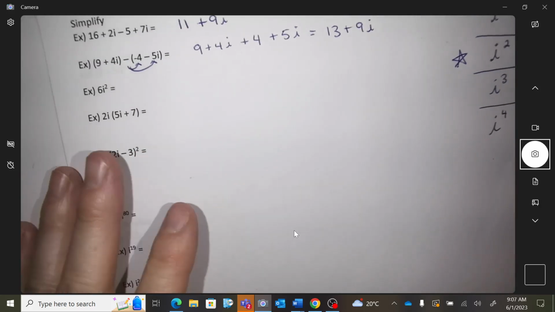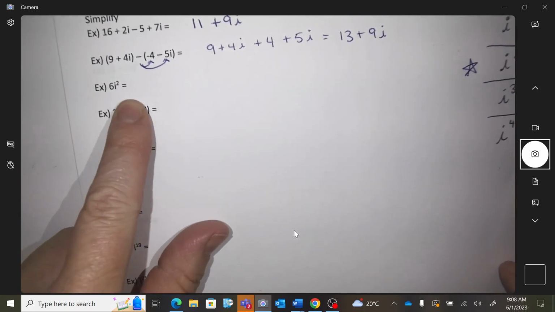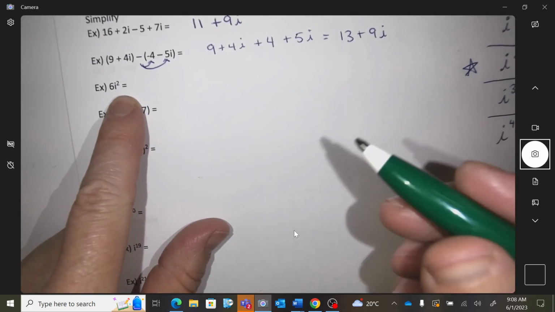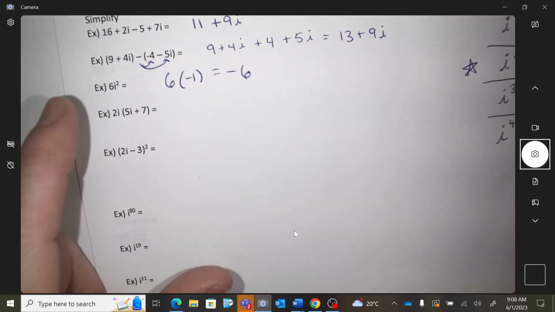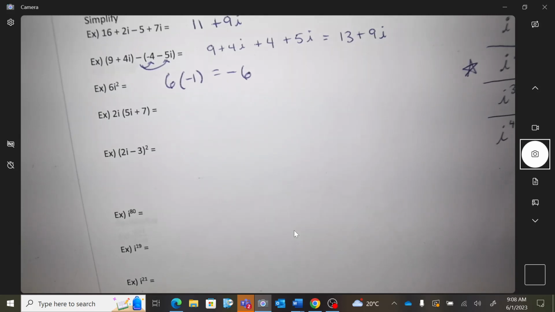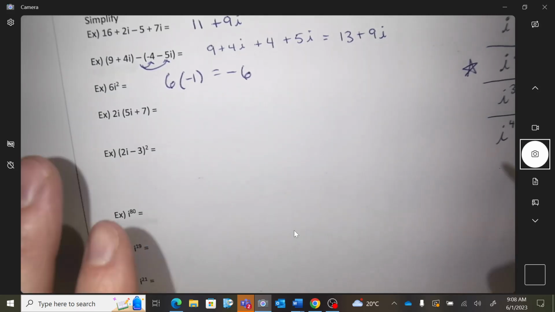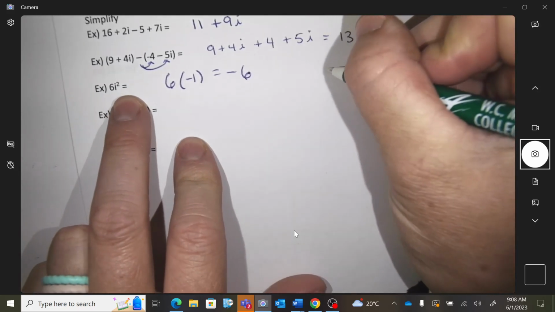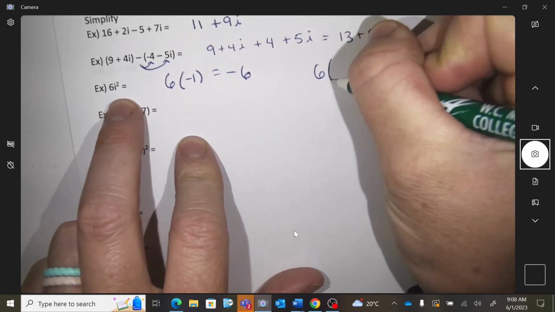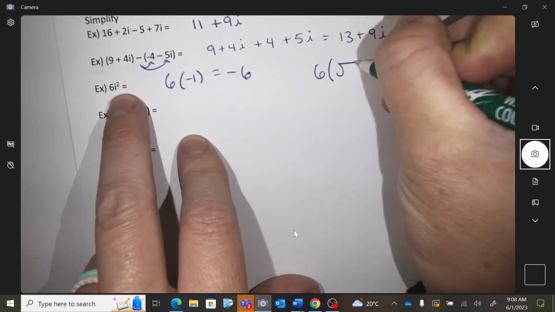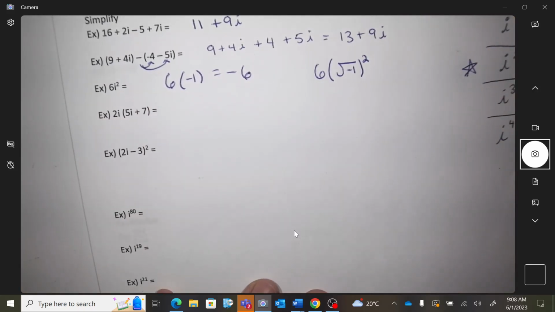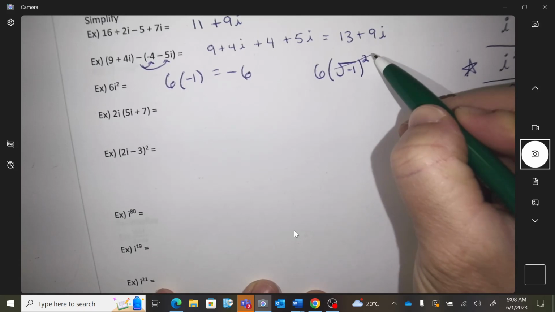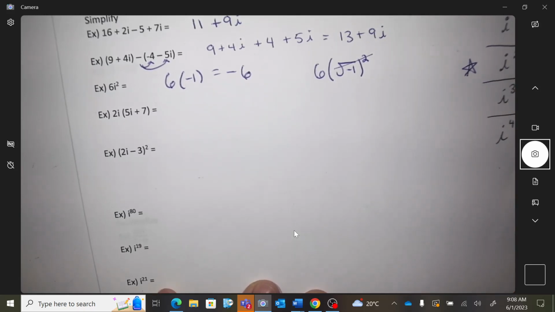Okay, so on this question, 6 times i squared. So 6 times -1 equals -6. Again, if you are not understanding where I'm getting the -1 from, if I replaced i with the square root of -1 but then squared it, that's what's happening with the i squared.